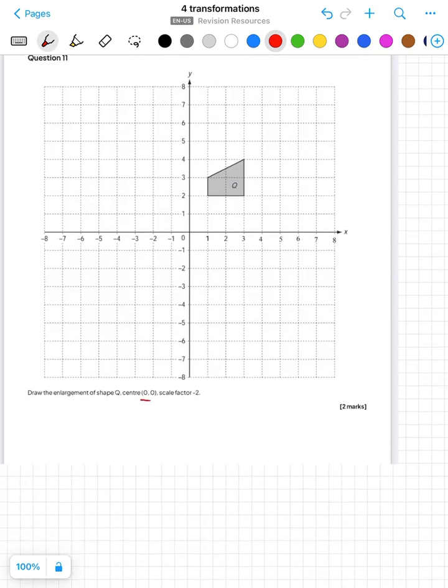Now an enlargement, centre 0, 0, scale factor -2. Here's our centre point. So we pick a corner. Now that corner is 1 to the right and then 1, 2 up. So we're going 1 to the right and 2 up from the centre of enlargement. Now we're going a scale factor of -2. So it's going to be twice the size, but change the direction because it's a negative scale factor. So from the centre of enlargement we are now going 1, 2 to the left and 1, 2, 3, 4 down.